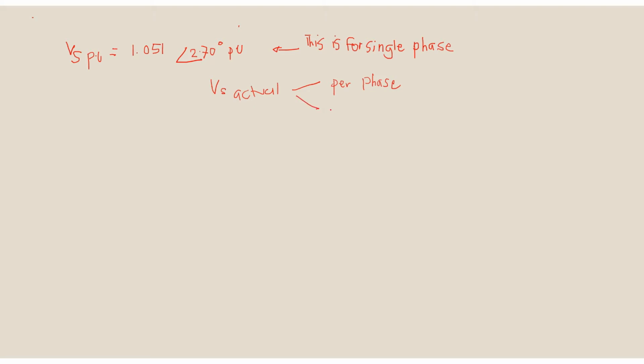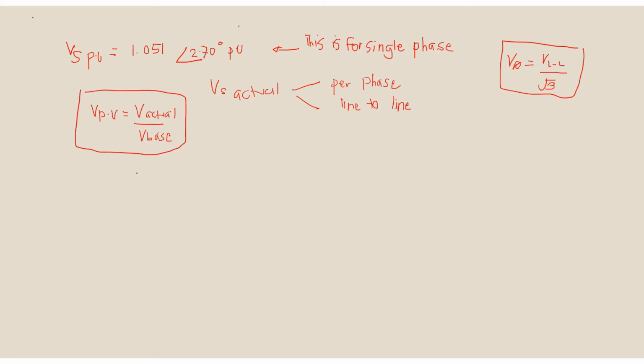And another one is for line to line. Do you still remember the formula VPU equals V actual divided by V base? And also another formula, V phase equals V line to line divided by square root of 3. This formula is very important to remember.